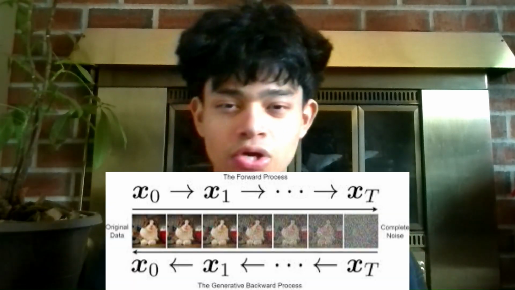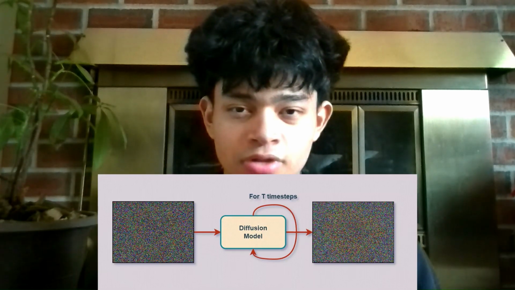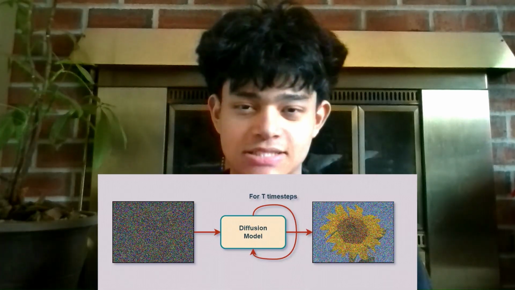Diffusion models work by learning to reverse noise. During training, images or objects are gradually destroyed with random noise until they become unrecognizable. The model learns how to reverse that process.